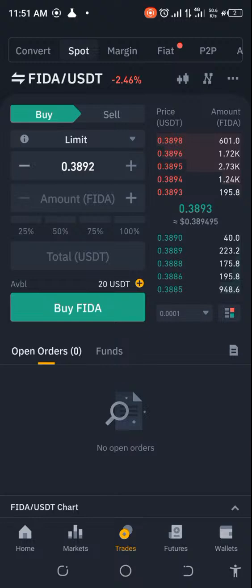Okay, so let's go ahead and just try this out. We've got our 20 USDT here, so we're just going to check this out and see how far we can go with it. So let's copy that. So it's picking up 19.96.